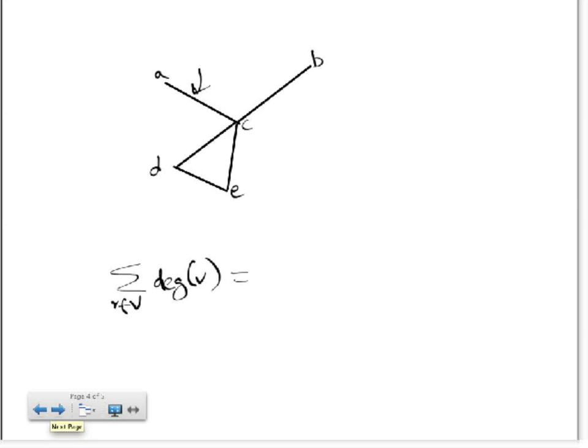Another way to count this is by looking at the number of edges. If we look at the edge between C and B, we can see that this one edge contributes 2 vertex edge incidences, one here and one here. So we can say in total that the total number of vertex edge incidences is 2 times the number of edges.